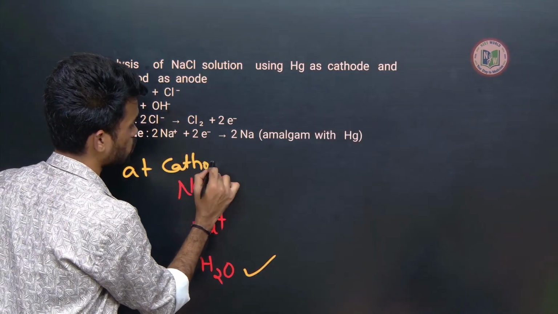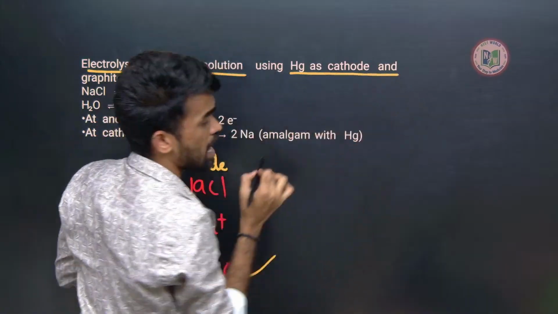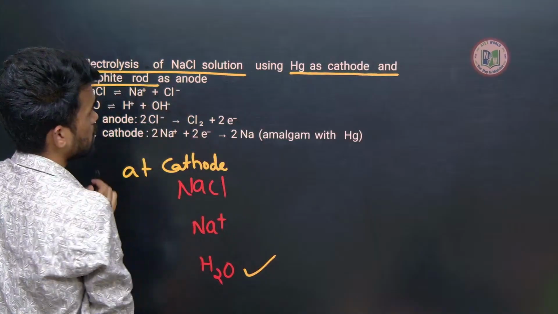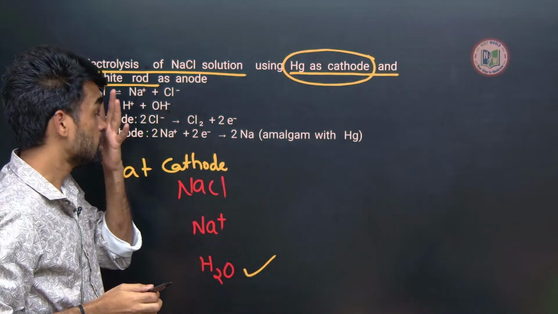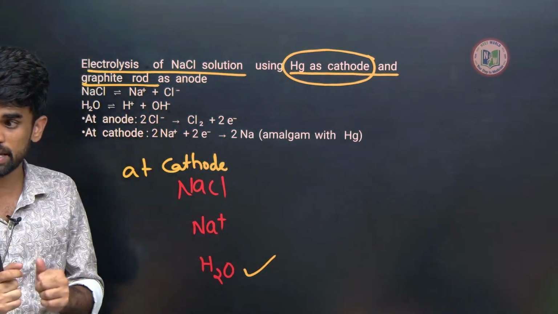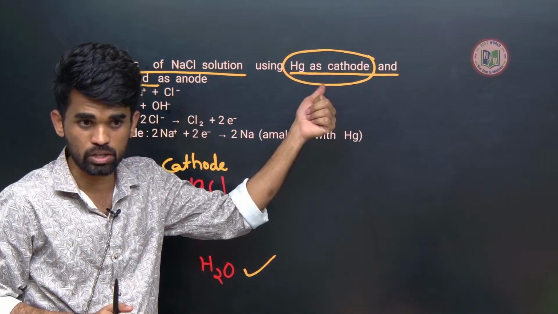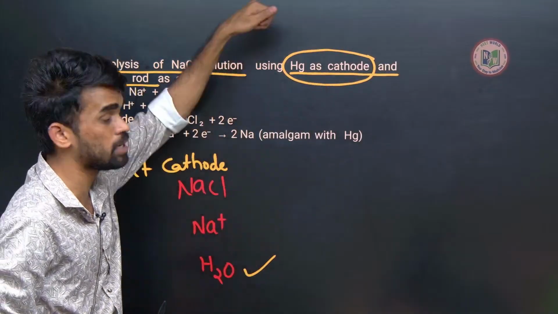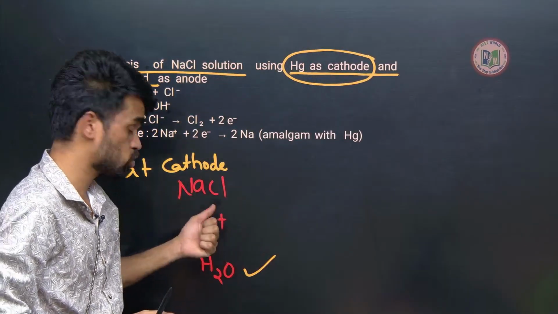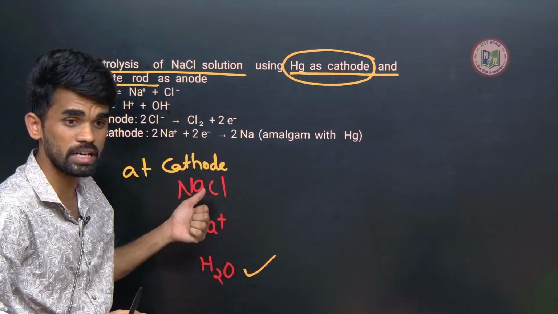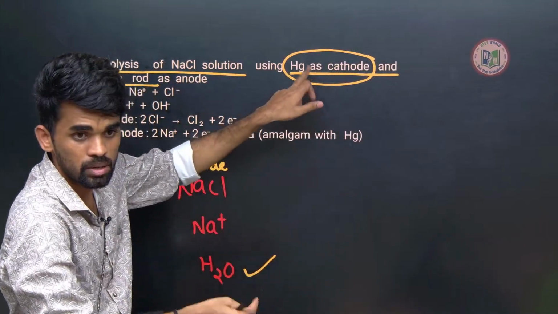But what I am going to say here is, when we use electrolysis of NaCl solution using Hg as the cathode and graphite as the anode, what is our cathode here? Hg. I cannot say it is exactly active, but sodium has a tendency towards mercury, like sodium metal is soluble in mercury. Therefore the reduction potential of sodium increases here. The tendency to gain electrons by sodium increases when mercury is the cathode.